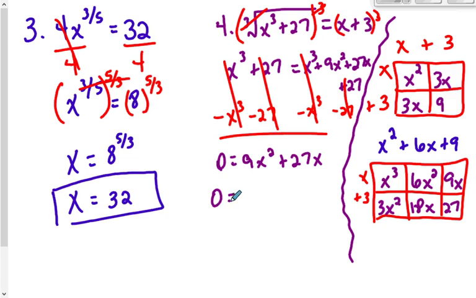Take out your greatest common factor. 9x squared and 27x, what can I divide out of that? 9 and a what? x. So 9x squared divided by 9x leaves me with x. 27x divided by 9x is 3. What do you do with those two things? I just unmultiplied. I don't want to go back and multiply again.